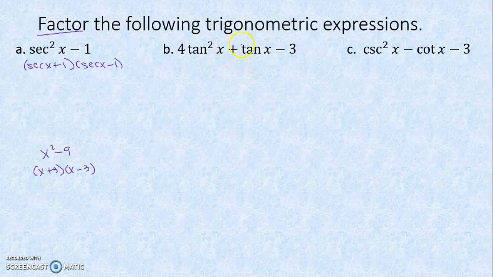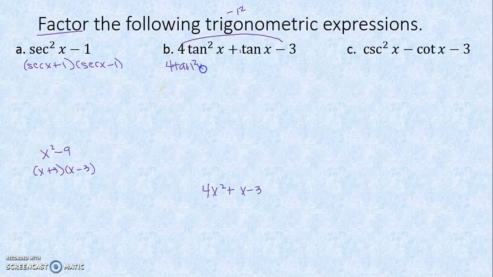On the second one, you factor it just like you would a quadratic. So if it helps, think of it as 4x squared plus x minus 3 and factor that out. Then turn it back up into your tangent squared. But you should be saying numbers that multiply to negative 12 and add to 1. So I'm going to keep my 4 tangent squared x. Multiplying to negative 12, adding to 1 should be 4 and negative 3. So I have 4 tangent squared x plus 4 tangent x minus 3 tangent x minus 3.